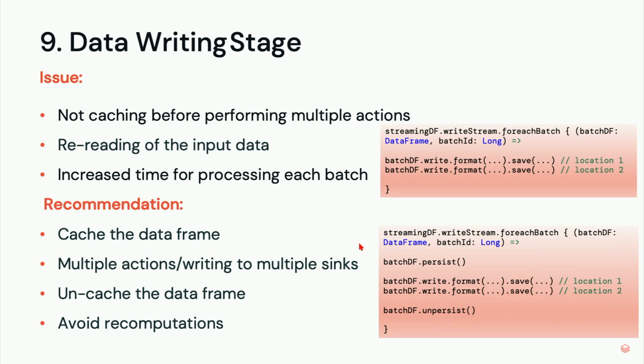So how to avoid this? We have to cache the data before executing the multiple actions in the foreachBatch. And finally, we have to unpersist it so that it cleans all the cached data after completion of each batch.